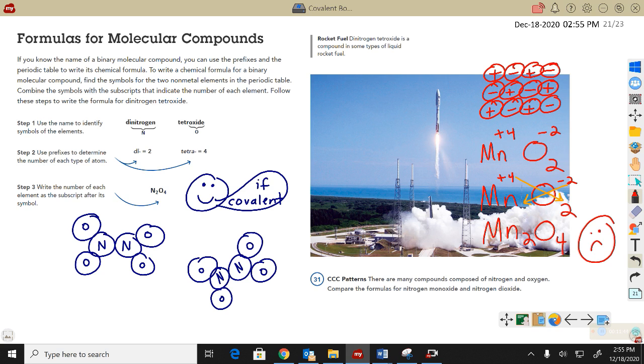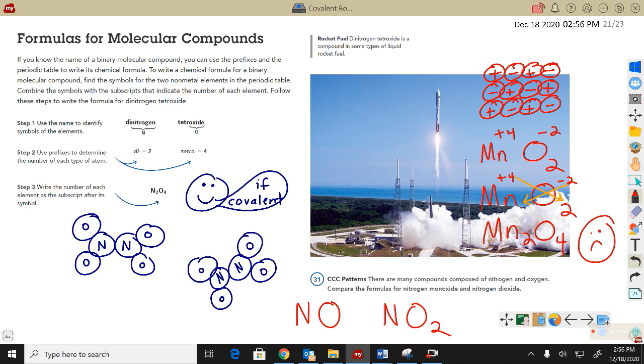All right, so then question 31. There are many compounds composed of nitrogen and oxygen. Compare the formulas of nitrogen monoxide and nitrogen dioxide. So easy, right? You just use the prefixes. There's no prefix on the nitrogen, so it must be 1. Monoxide just means 1 oxygen. Nitrogen dioxide means 2. Done. Now don't overthink it. That's done.